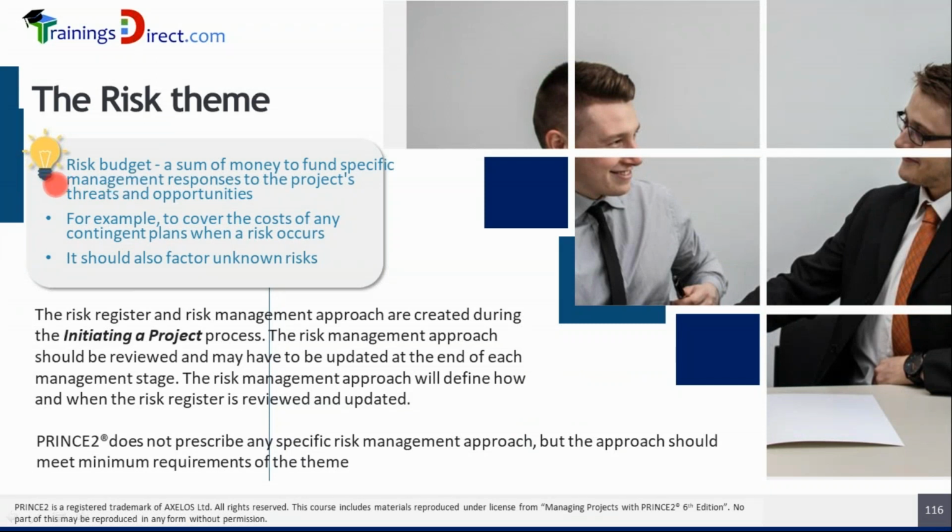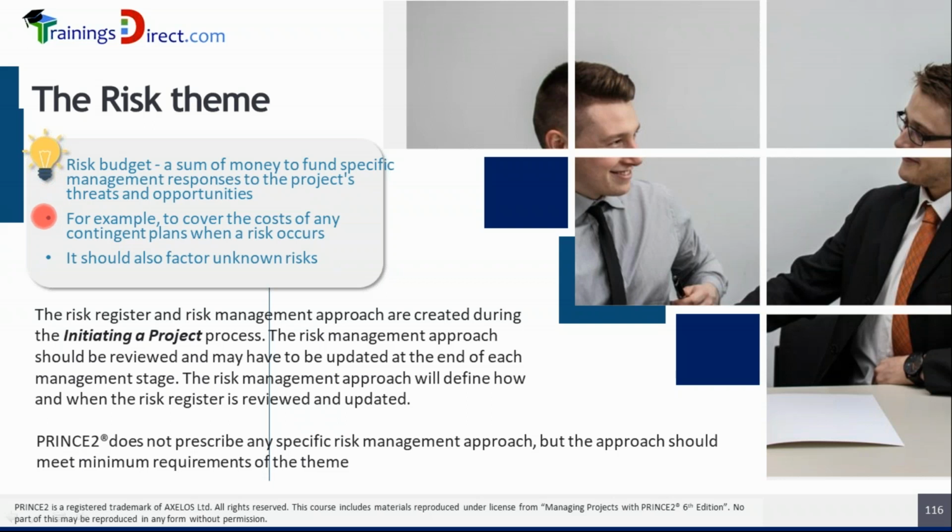Some other terms to be known for the exam. Risk budget. This is a sum of money to fund specific management responses to the project. Threats and opportunities, meaning some actions have to be taken to reduce the risks or remove the risks, or, in case if it's an opportunity, then the opportunity has to be captured or exploited, or may have to be improved or enhanced. Therefore, some money is required for the people who will be taking the actions for the risks. That is known as a risk budget.